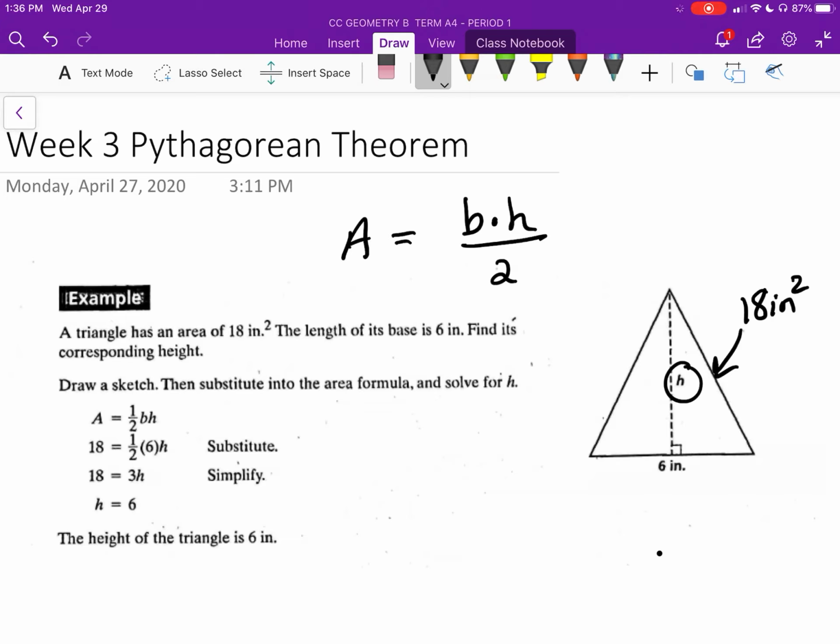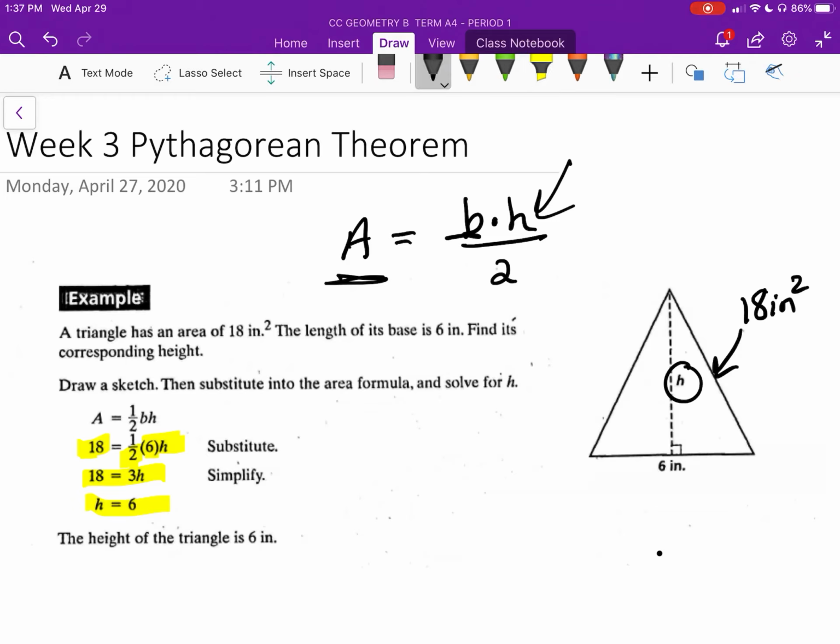So we have a formula. We've been given the area and we've been given the base, but we're looking for the height. So if we substitute all that information in, 18 is equal to 6 times the height divided by 2. And if we take 6 divided by 2, we get 3. And if we divide both sides by 3, we get the height has to be 6.